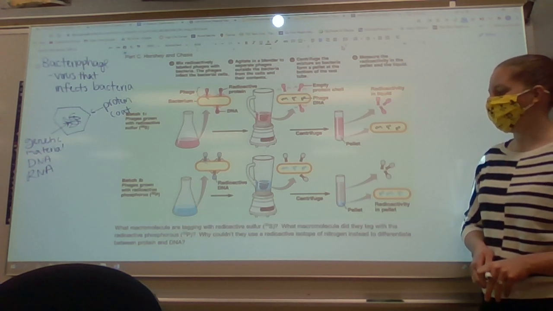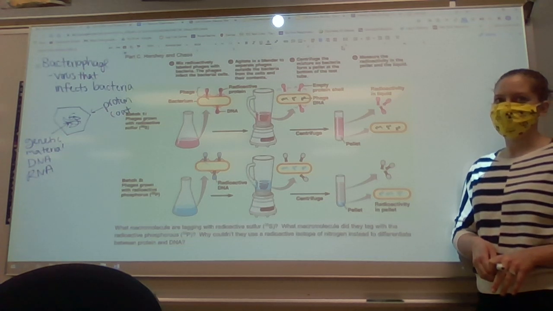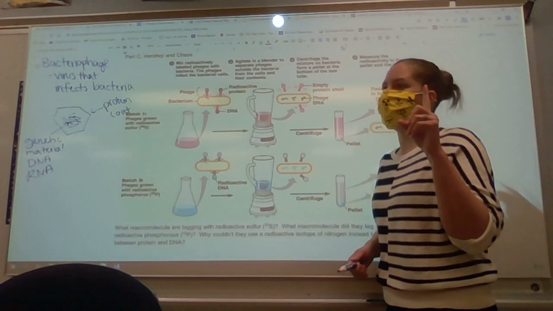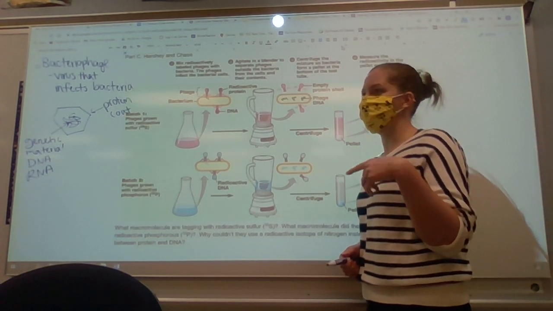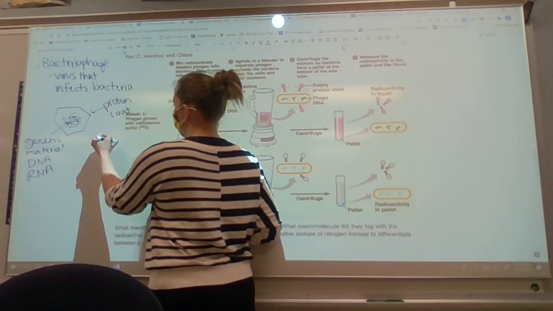Sulfur. What macromolecule contains sulfur? Protein. Yeah, particularly one amino acid, one out of the 20 that we use to build our proteins, has sulfur in it. So in this case, in batch one, we're tagging the protein.